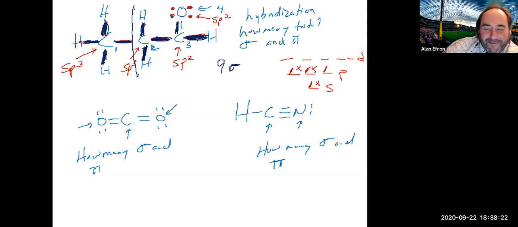There we go. 9 sigma bonds. And then obviously our double bond is made up of a sigma bond, which we already counted, and also a pi bond, which would be like this guy here, right? So it would be 1 pi bond total in that case. Question on that there? All right, let's take a look at the other ones that we got going on.